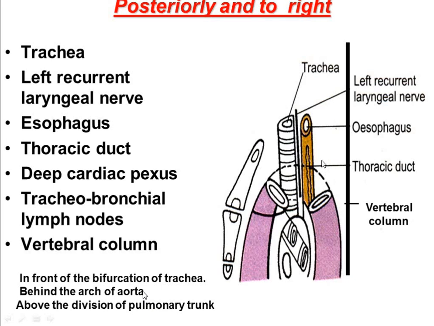So the vertebral column is now on the right side. The aorta has come towards the left. So the bodies of the vertebrae are going to be more towards the right now.